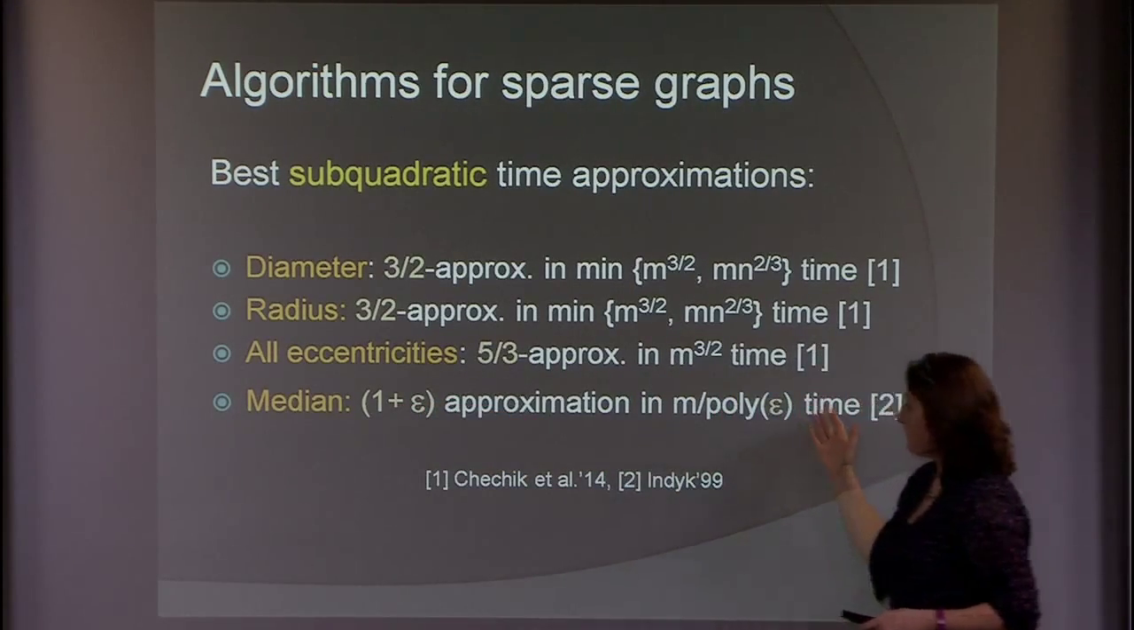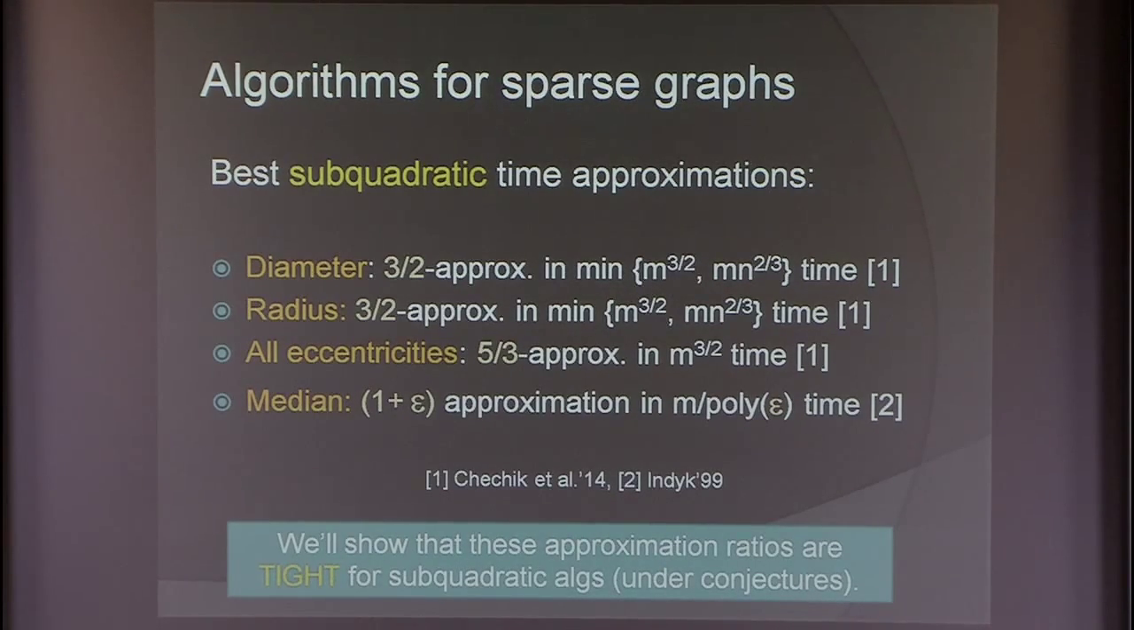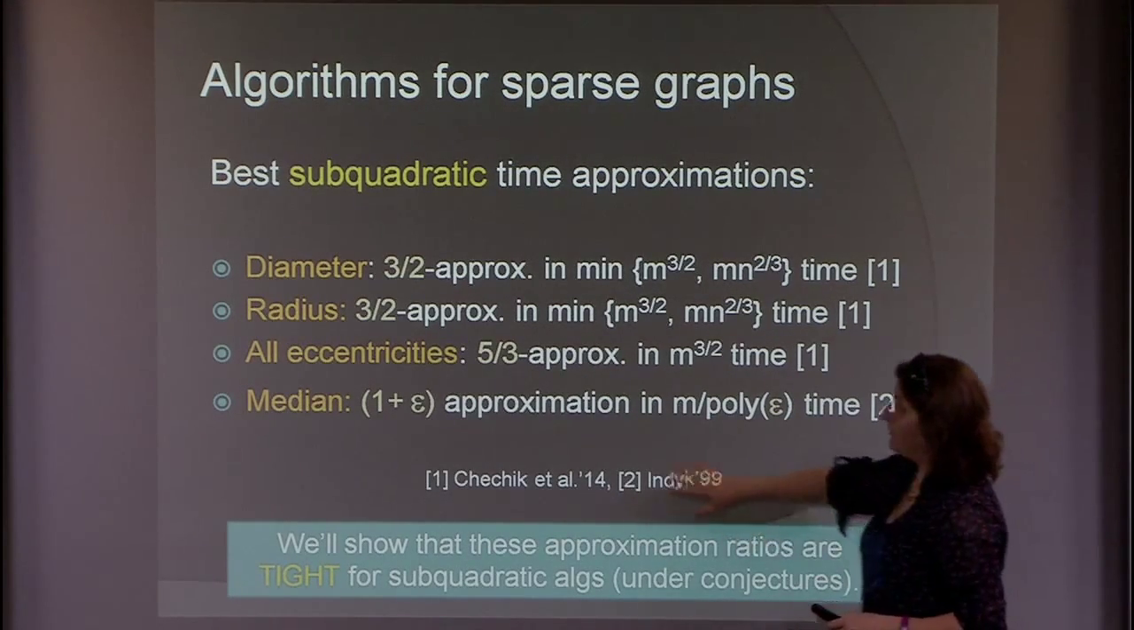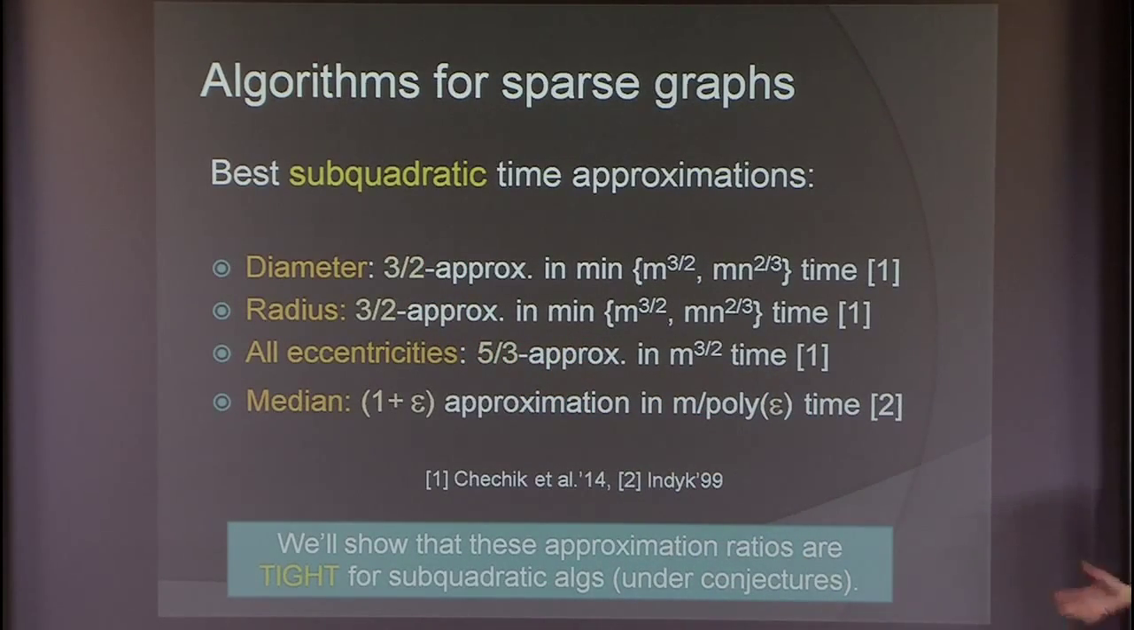You can get an approximation scheme that runs in roughly linear time. So somehow when you have sums, it's much easier to approximate than when you have minimum. So this is all that's known for approximation algorithms, as far as I know. And we actually show that all these ratios, 3/2, 3/2, and 5/3, are tight for subquadratic algorithms under some conjectures.